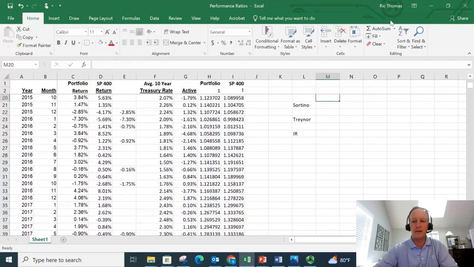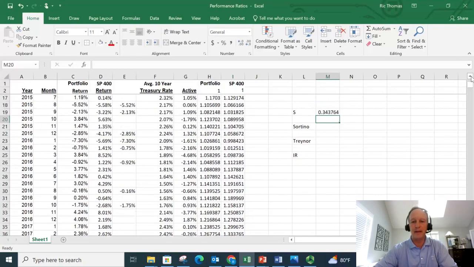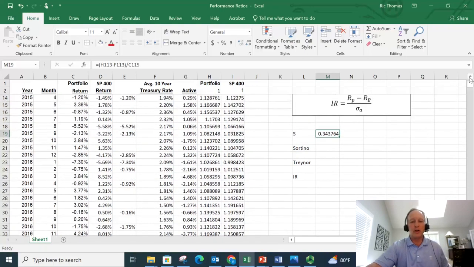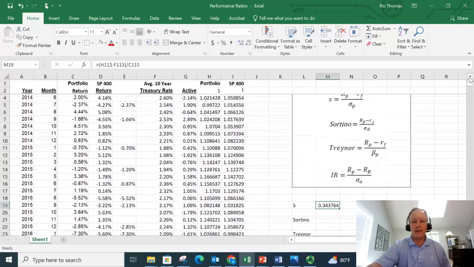Okay, so it's a positive number, and it's really hard to interpret the Sharpe ratio. What does that mean, 0.34? It's just a number, to be honest with you. And you want it to be higher. You want it to be positive and you want it to be high. And you want to compare it to other funds. How much excess return am I getting for a unit of risk?